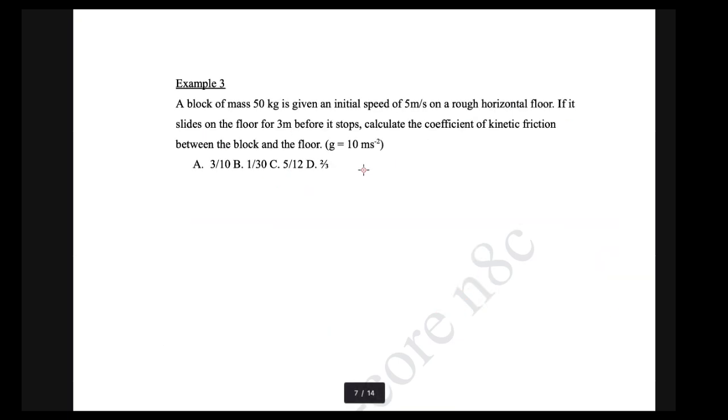Next question. Now, this question says that a body of mass 50 kg is given an initial speed of 5 meters per second on a rough horizontal floor. If it slides on the floor for 3 meters before it stops, calculate the coefficient of kinetic friction between the body and the floor. So let's try and picture that. Let's say this is the rough horizontal floor.